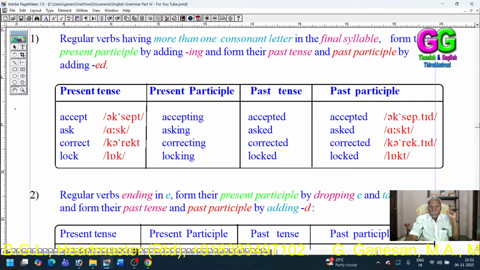Present tense, present participle, past tense, past participle. Accept, accepting, accepted, accepted. Ask, asking, asked, asked. Correct, correcting, corrected, corrected. Lock, locking, locked, locked.